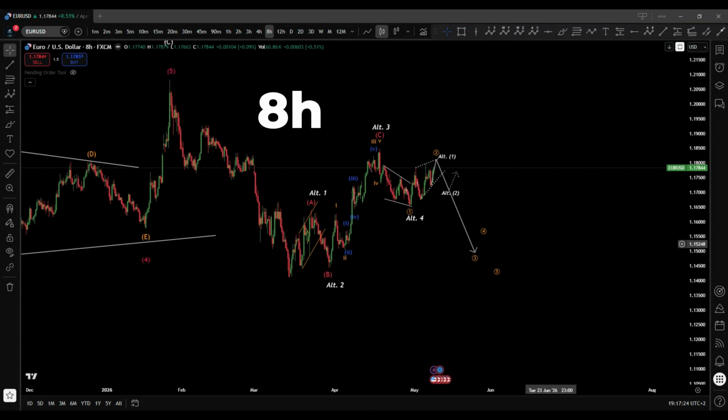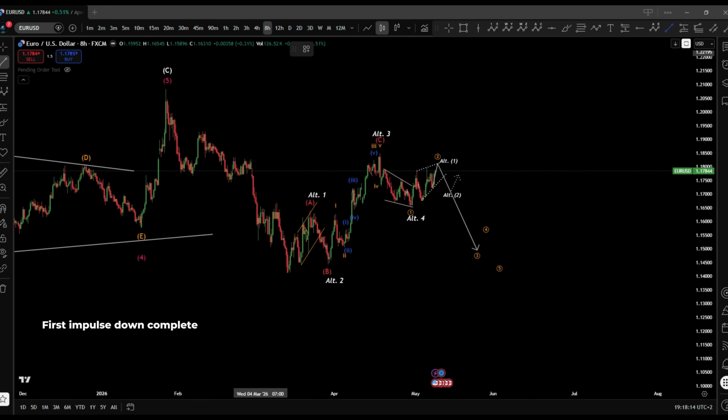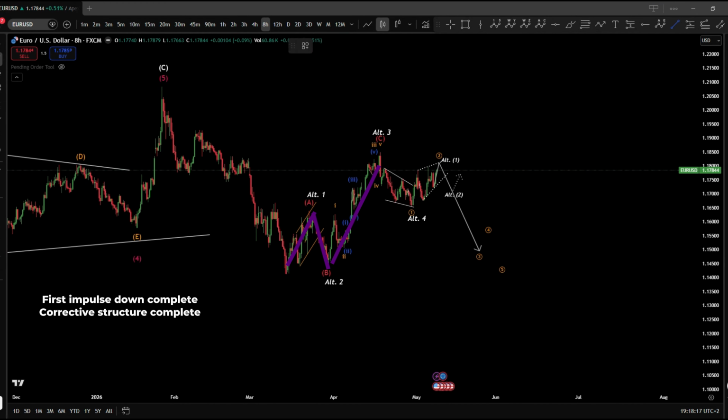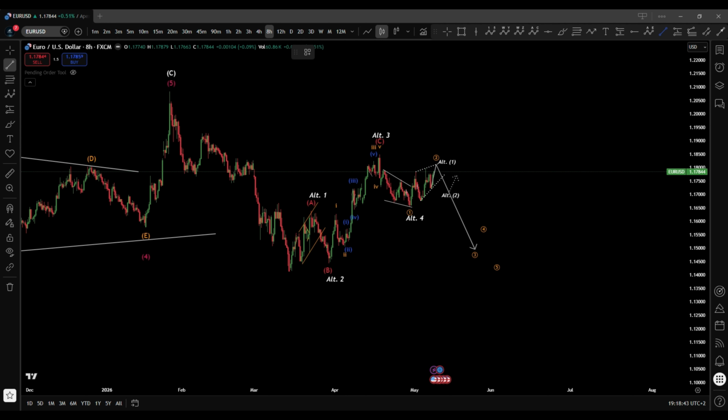Dropping to the 8-hour chart, after the completion of wave C, we saw a first impulse down, followed by a corrective structure upward. Our primary expectation is bearish. We are looking for another impulse to the downside. We have already seen the first 1-2 structure in orange. The alternate scenario in white shows a possible 1, 2, 3, 4 structure of an upward impulse already in place.